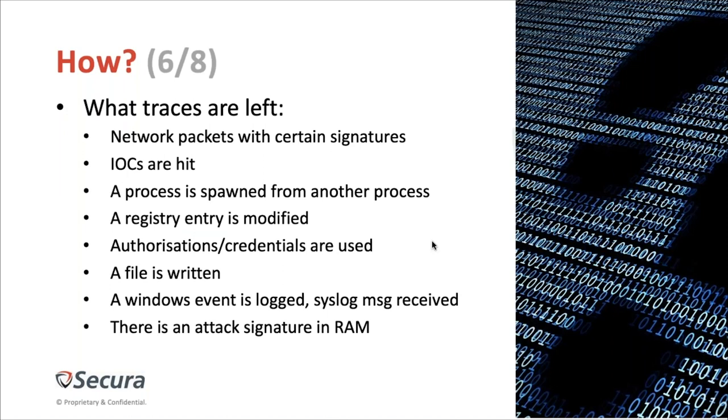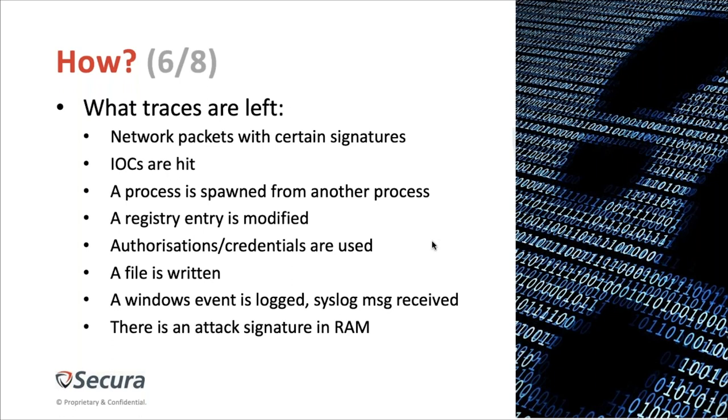Well, what are those traces? Could be network packets with a certain signature that can then be picked up by the IDS/IPS. It could be IOCs, so indicators of compromise that are hit. These are known IP addresses of malicious actors, usually command and control servers, but it could also be domains where malware is hosted. And we know these domains, so we could fake, for instance, that a workstation goes to one of these domains.